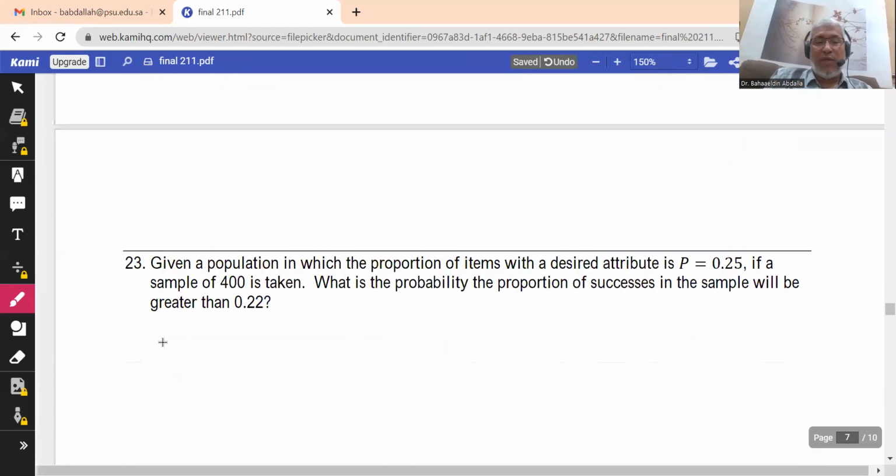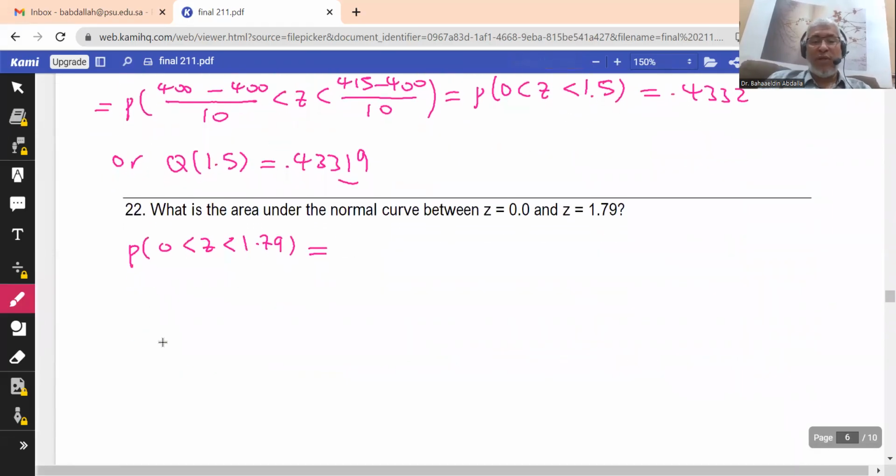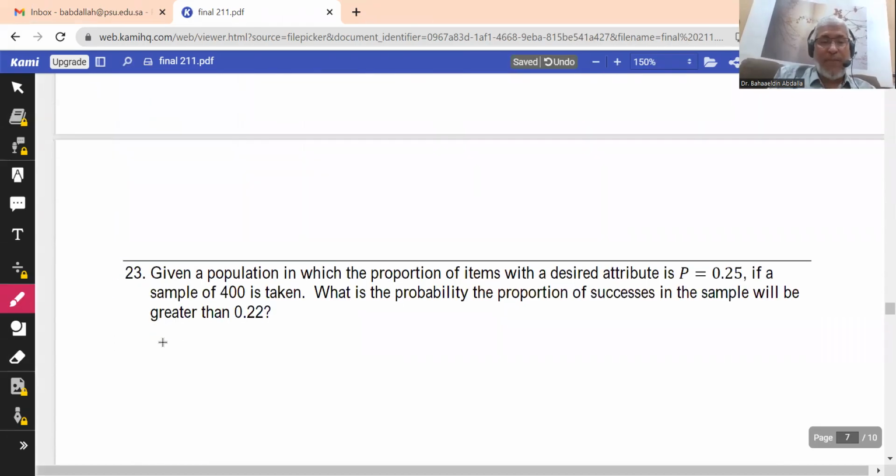So the answer is 0.4633, or ask the calculator for Q of 1.79. In the calculator, go to 5 Distributions, then number 2, Q of 1.79, and the answer is 0.46327. If you approximate to 4 decimal places, you get the same answer.